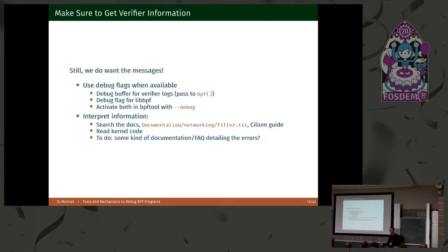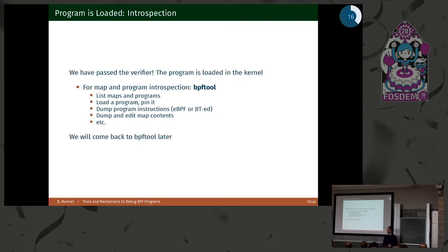So for interpreting this information, we have the same locations that I mentioned earlier: the filter.txt documentation, the Cilium guide. There is also some additional information now in the documentation, networking, I think, BPF, although it's still not perfect, I think. The hardcore solution, if you don't get anything better, is to go and read the kernel code. That's not really ideal either. So maybe in the future we'll have something a bit more user-friendly. That would be nice to have.